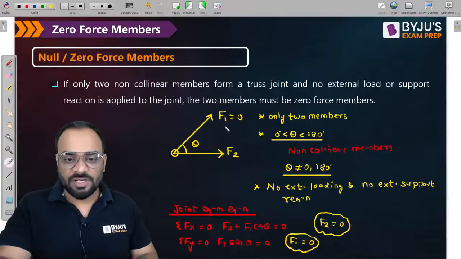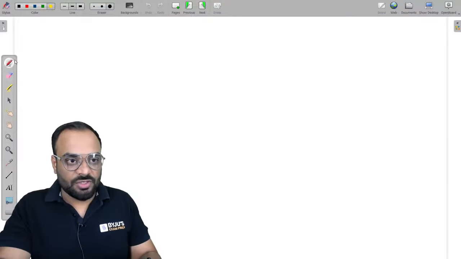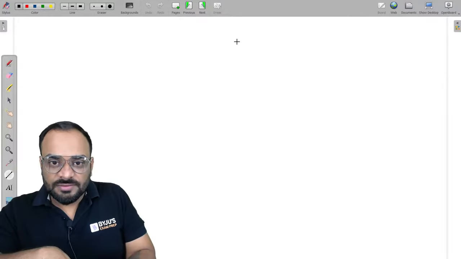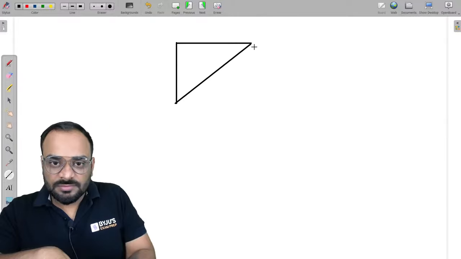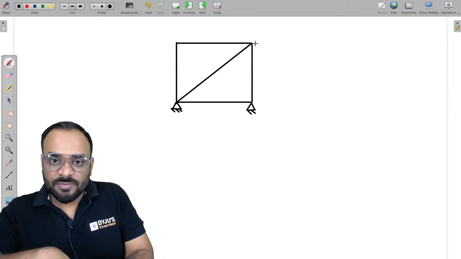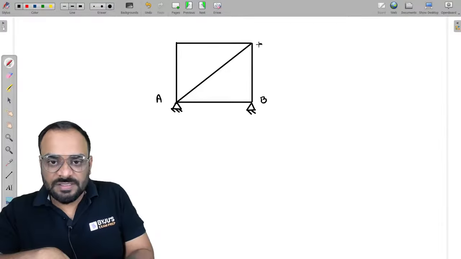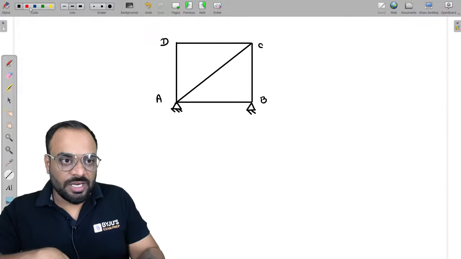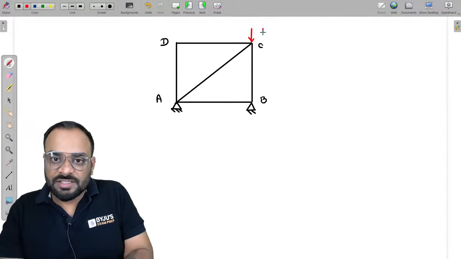Let me show you guys one example so that you can understand this point in detail. Okay, let me show you one simple example to understand this concept. Let us consider this is our truss, this is one of the supports, this is another support, and this one is a hinge basically, and this is also a hinge. Let us consider this is A, this is B, this is C, and this is D. And right now at this particular point C, we have a loading in the vertical direction, and let us consider this loading is P.